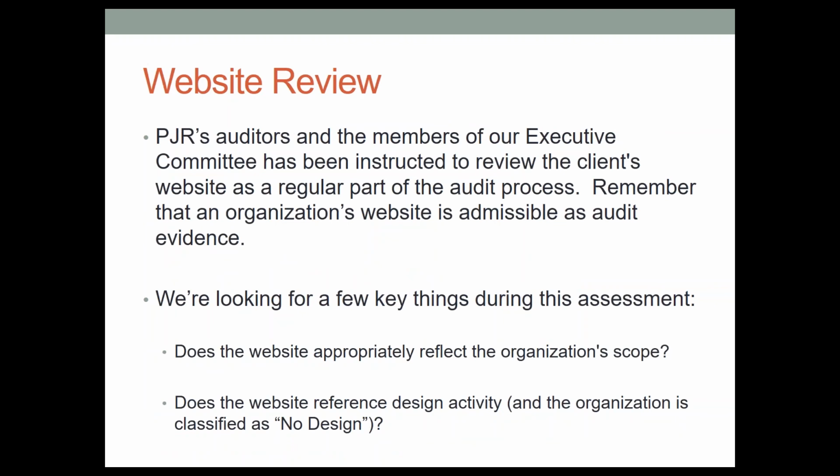Now, one of the things that we do as part of our due diligence in an audit, and also here at headquarters when we do our executive committee review, is to review your website as part of the audit process. Remember that your website is admissible as audit evidence. Now, when we look at a website, we're looking for a number of things, and a couple of those things include, does the website appropriately reflect the scope? In other words, are the things that we've issued a certificate for the things that are reflected on your website?